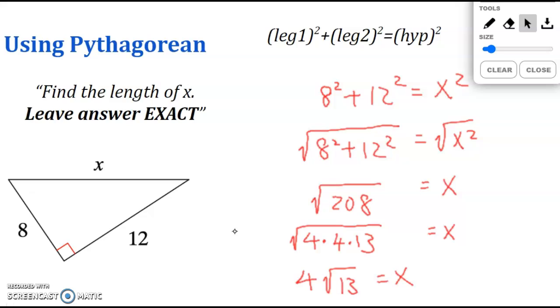is x squared, and I can actually take a square root of both sides here, or you can do it later on. 8 squared plus 12 squared turns out to be 208, and so x is square root of 208, which I can break down as 4 times 13. And square root of 4 times square root of 13 is just 2 root 13... so x is 4 root 13. And that's our exact answer.